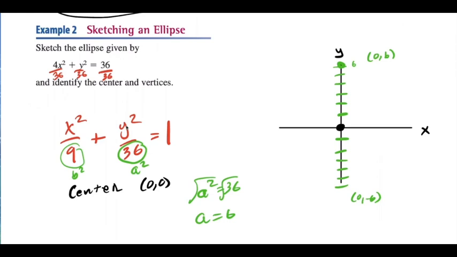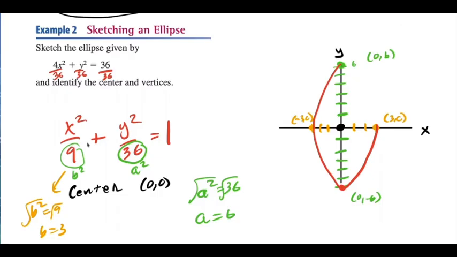Same idea for our b. B squared equals 9. Square root it. B equals 3. Well, plus or minus 3. We're going to go 3 in each direction on the x, because it's underneath the x value. 1, 2, 3. That'll be 3, 0. And then 1, 2, 3. Negative 3, 0. And then we can graph it. We're just going to connect all the points. And there is my ellipse.